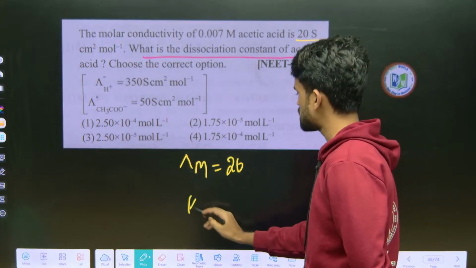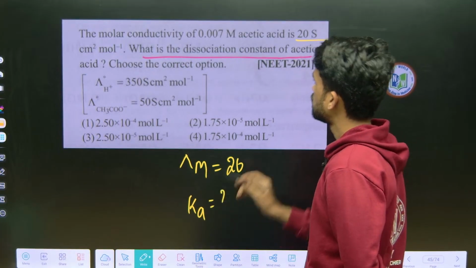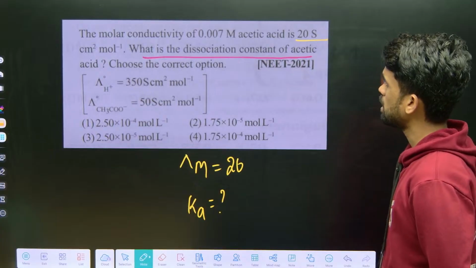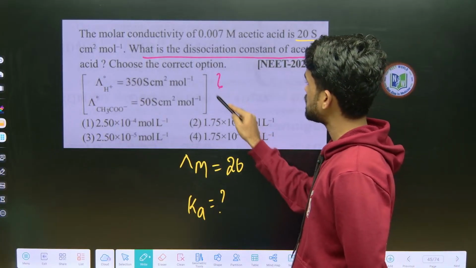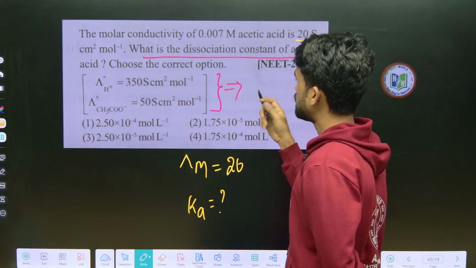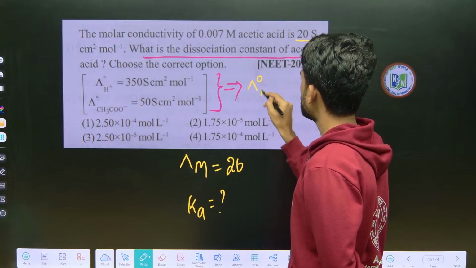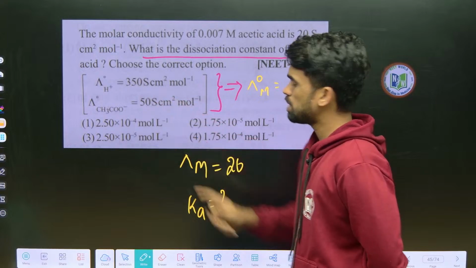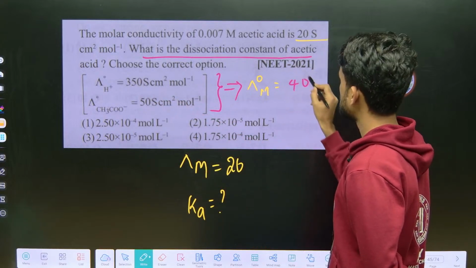Dissociation constant means Ka. Okay, so how do we get this Ka? They have provided extra data, that is about limiting molar conductivity. So from this you will get del naught m. How much del naught m? 350 plus 50, 400. Yes, this is what you got.